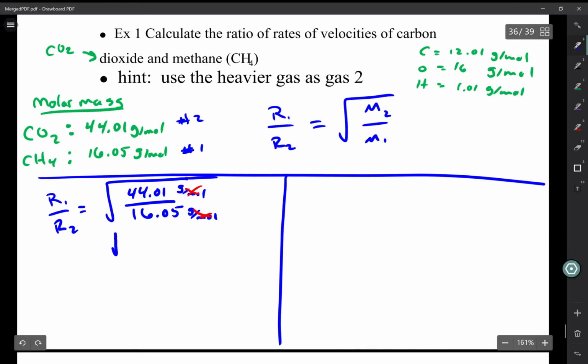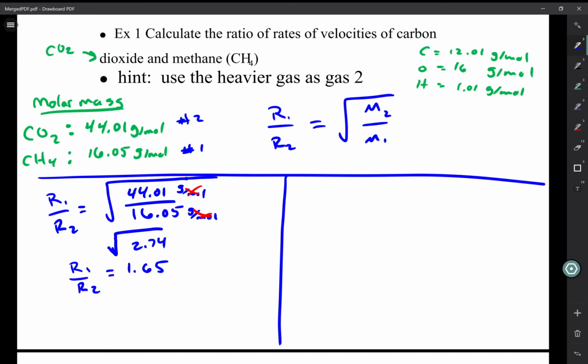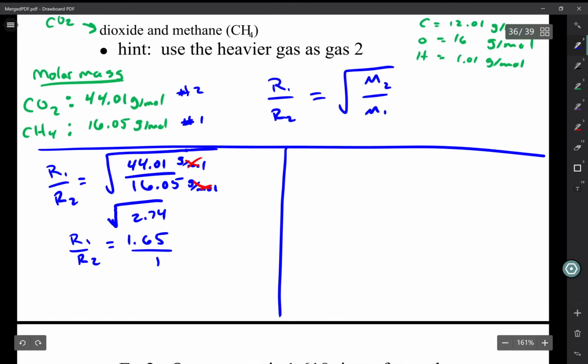If you divide those two, you get the square root of 2.74. If you take the square root of that, you get 1.65. That's your ratio, R1 over R2. You might say, but wait, that's only one number. Well, technically, it's 1.65 over 1.